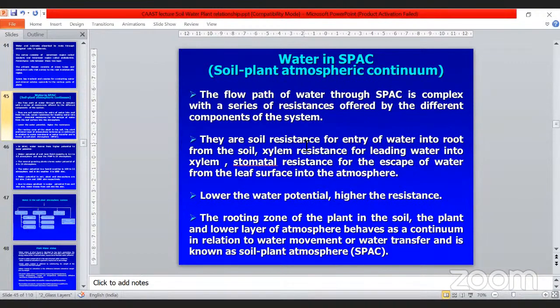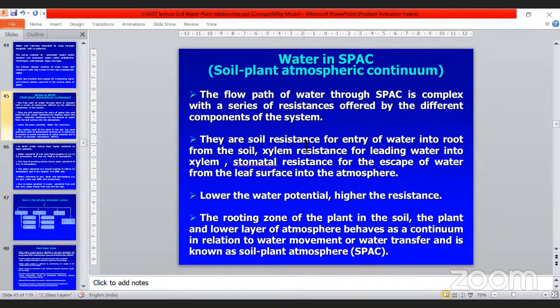The flow of water through SPAC is very complex, and that's why it is a series of resistances. Whenever you irrigate the soil, it doesn't mean that the amount of water you have decided at one end reaches the field at the other end completely. There are heavy losses and heavy resistance to the water flowing. So there are various locations of water loss, or use of that water.